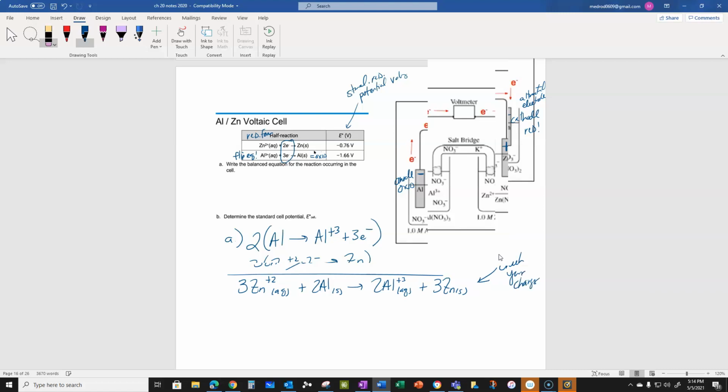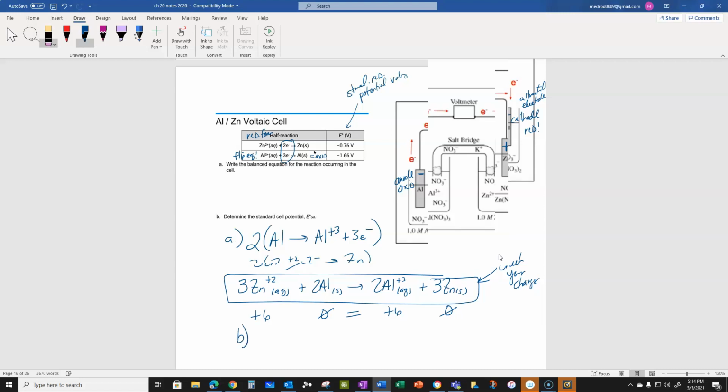Not just check that the equation's balanced. I see 2 aluminums and 3 zincs. But right here, 3 times plus 2, that's a plus 6. No charge on aluminum, 0. 2 times plus 3, plus 6. No charge on zinc. They have to equal each other. That's the point of electrical neutrality. So that is what you would be boxing your equation for AP.